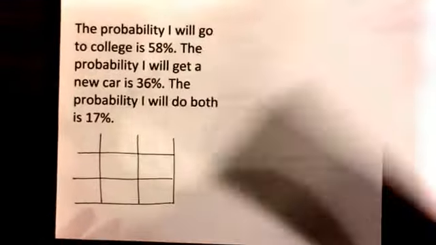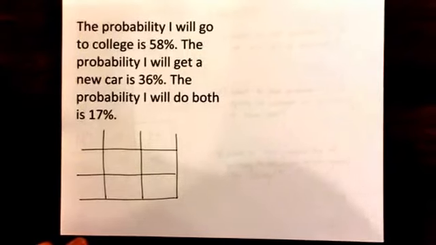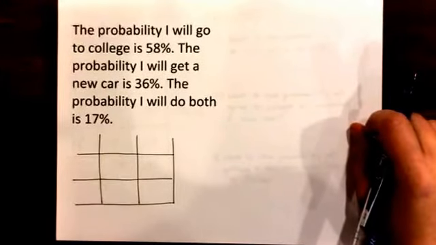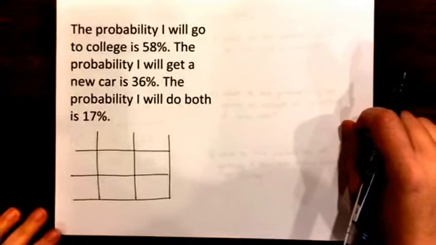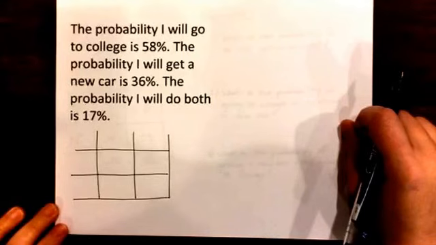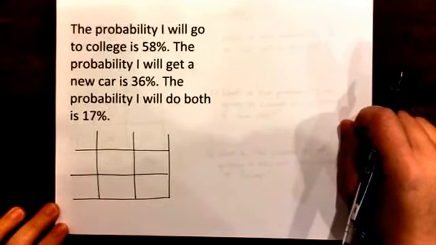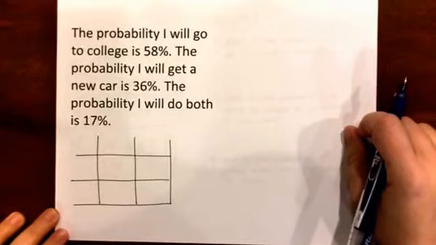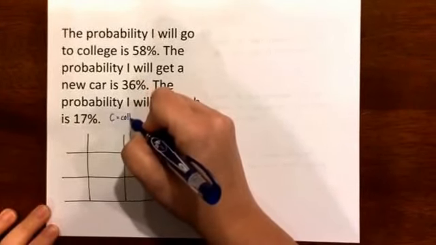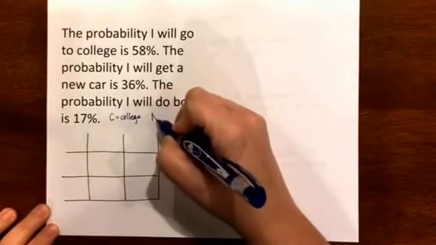So at this point I would say take out a piece of paper, read the question, pause the video, and try to fill out this chart by yourself without my help, and then turn the video back on. Okay, the probability I will go to college is 58%. For you guys, it's higher because I want you to go to college. So the probability I will get a new car is 36%. The probability I will do both is 17%. All right, so let's take each variable one at a time. So the 2 events here are college and getting a new car.